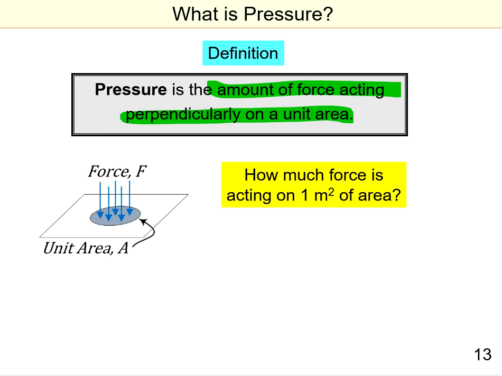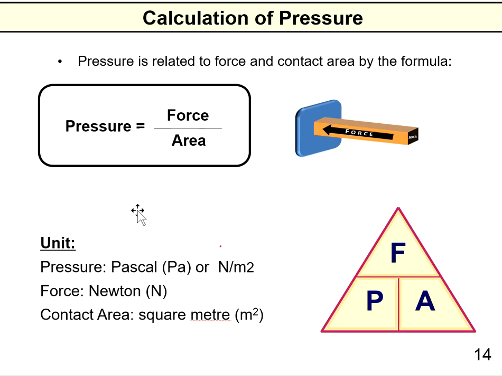So what is the meaning of unit area? Unit area means one, so 1 square meter of area. If I tell you the pressure, I'm actually telling you the force that is acting on 1 square meter of area. And that force is acting perpendicularly. So this is the formula for pressure. Pressure is the amount of force that is applied on a body divided by the area over which the force is being applied.